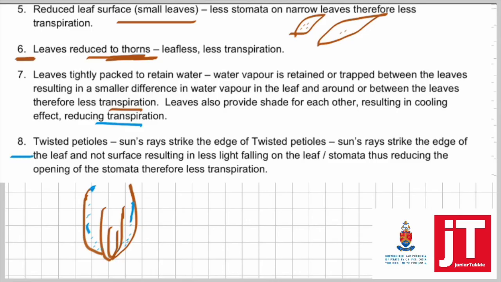And the last one is twisted petioles. The petiole does not expose the entire leaf to the sun. It's twisted. So only parts of the leaf are exposed to the sun. And if less light falls on the leaf, less transpiration, less water loss.